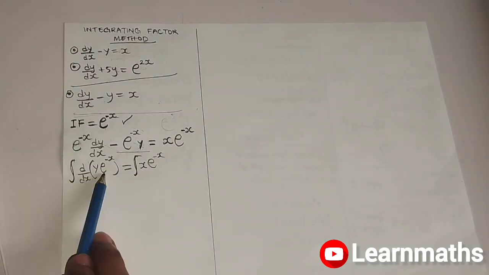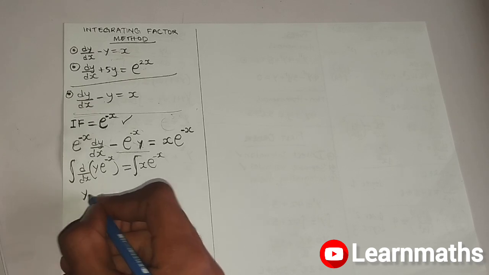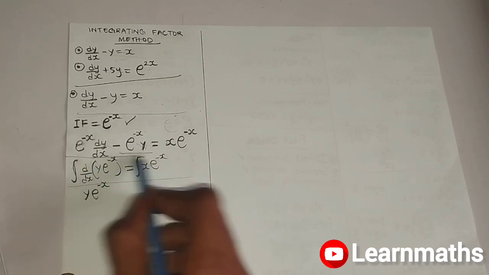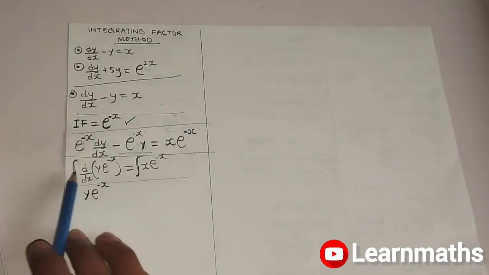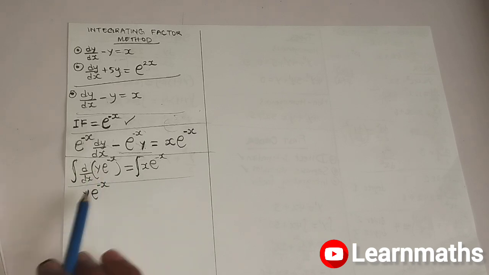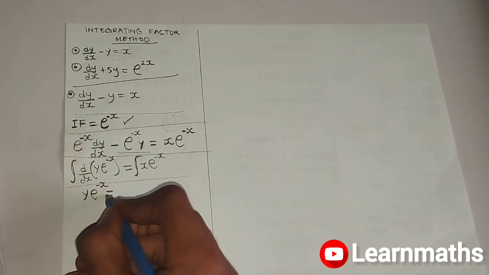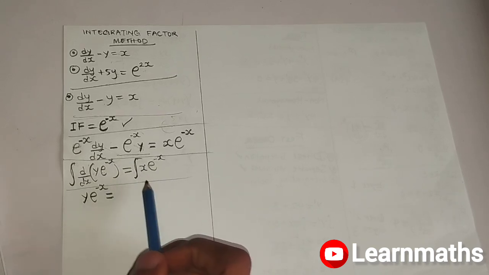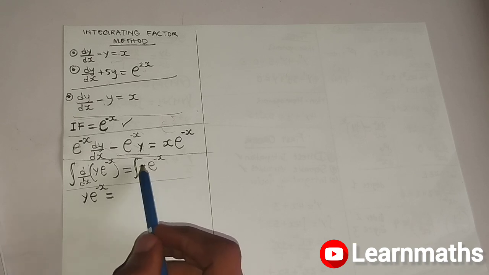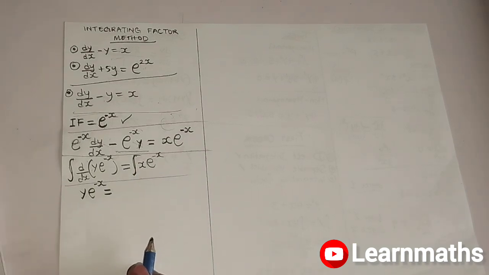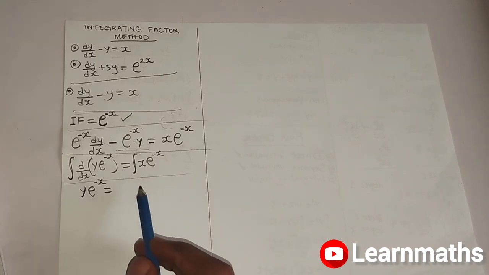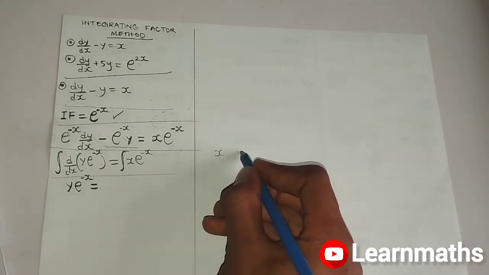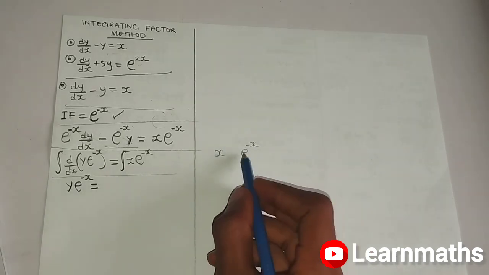Now the differential of this, if integrated, is just going to get you back the initial term. So how do we integrate this? We're going to integrate this using integration by parts. Since we have an exponential function and a polynomial function, two different functions multiplying each other, we're going to use integration by parts. This is x and this is e raised to negative x.